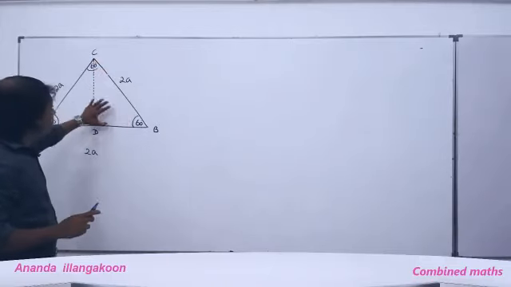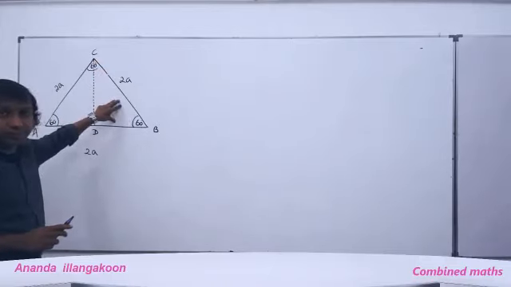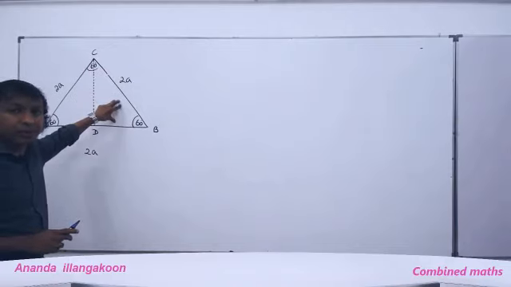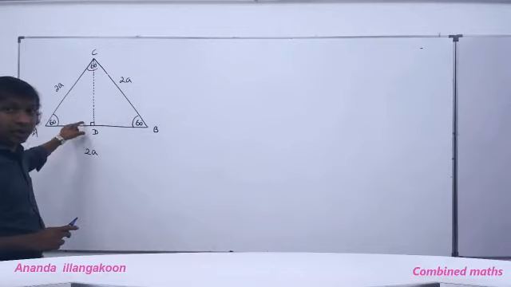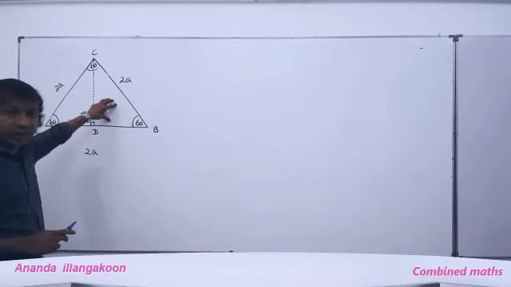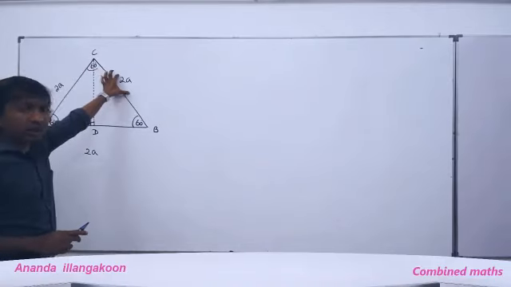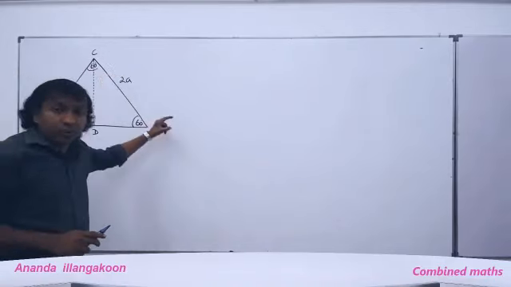These two triangles are congruent triangles. The reason can easily be explained. Here 90, here 90. Therefore, these two triangles are right angle triangles. Of the right angle triangle, this side and this side are equal, and also they are the hypotenuse.